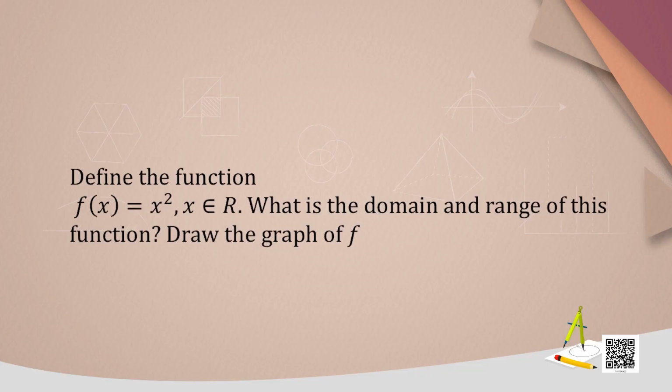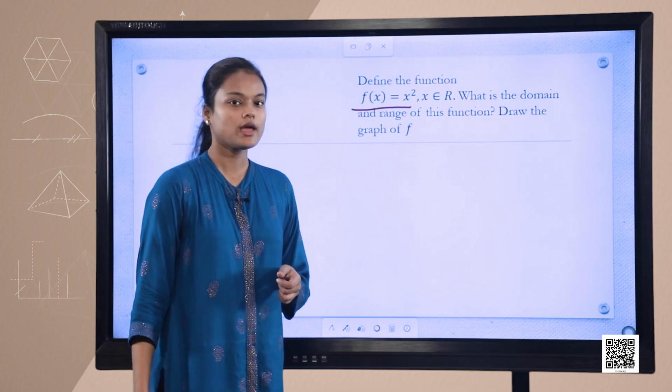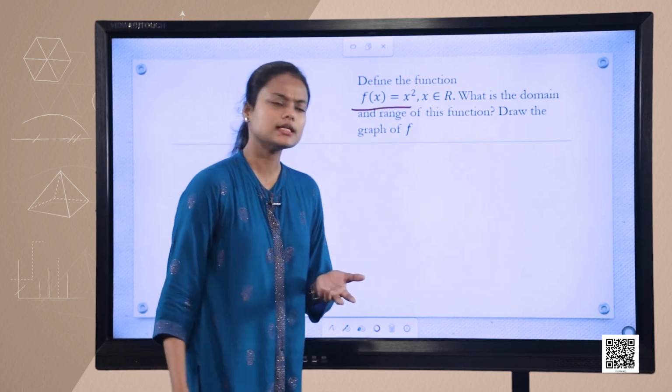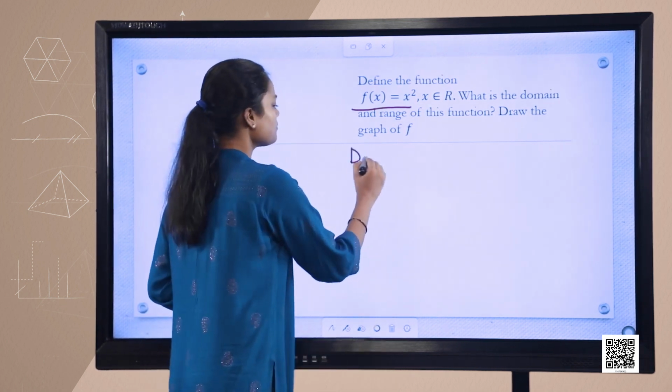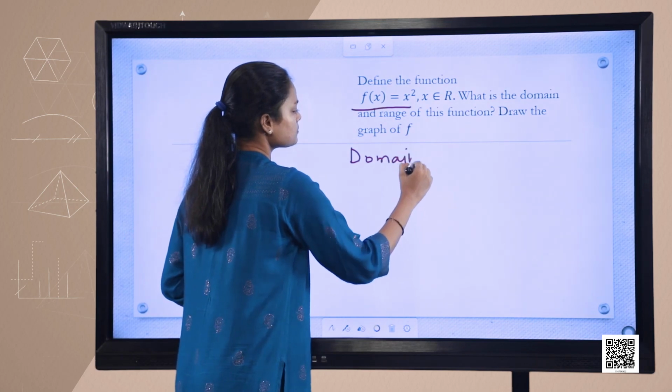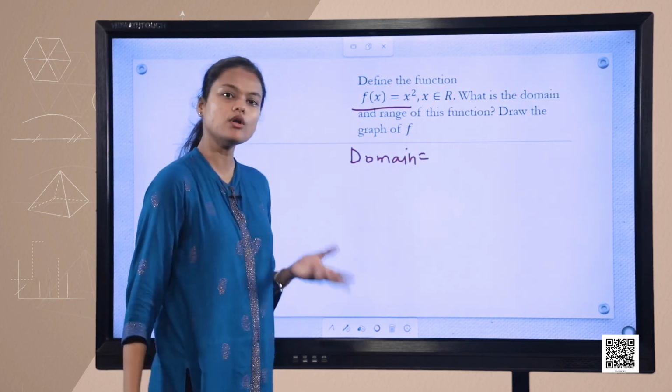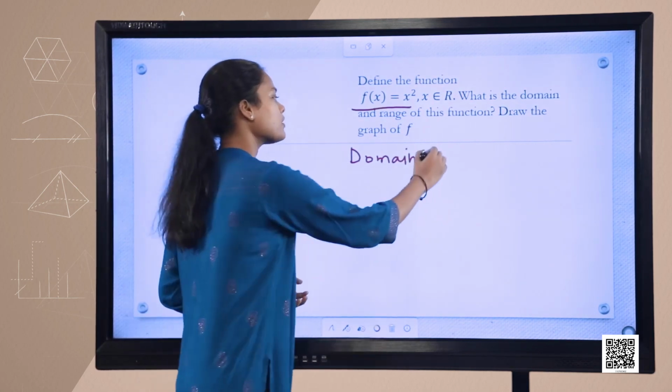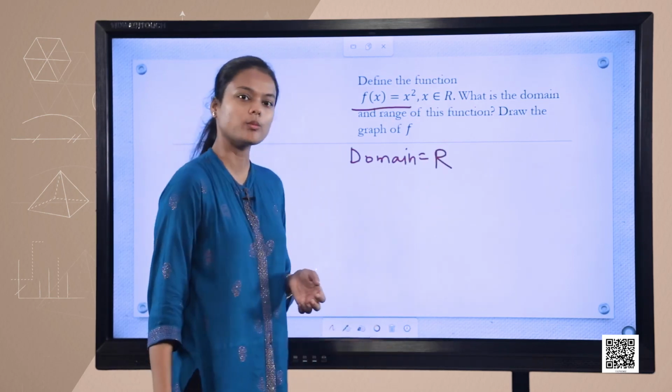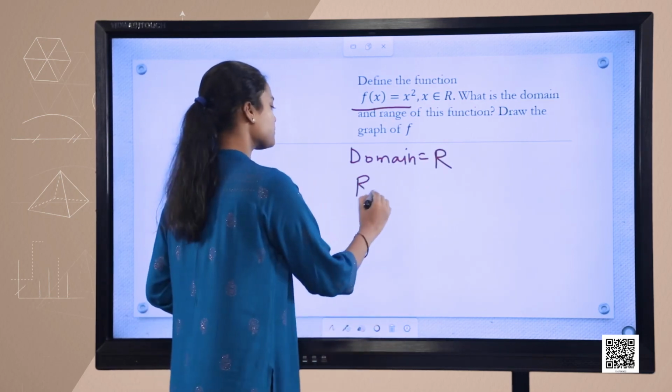Let us take one more example where we are finding the domain, range, and we observe the graph of it. f of x equals x square. Domain is clear. What is the domain? It is taking all real numbers, so the set of all real numbers will be its domain. Range.